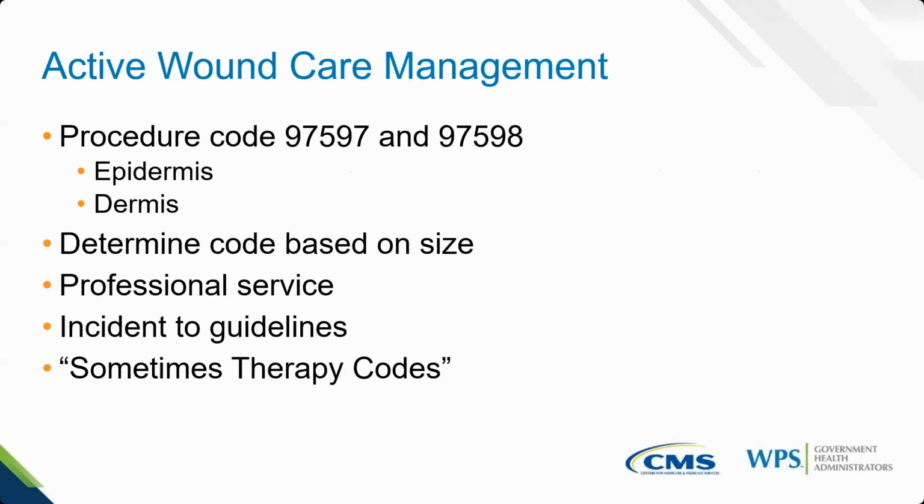The next thing that we want to talk about is the active wound care management. And you can see we have the two procedure codes there, 97597 and 97598. These can be provided by the physician. They can also, however, be performed incident to the physician's service. So this would be by a nurse practitioner, etc. All of the normal incident to guidelines would apply.